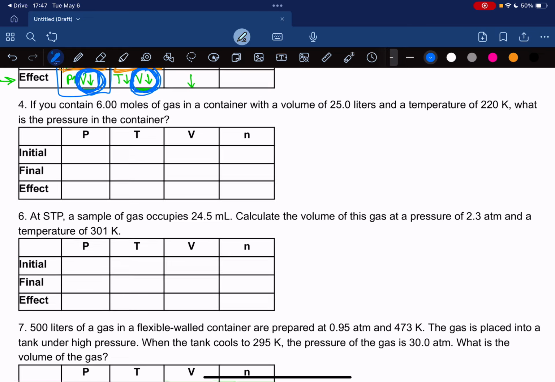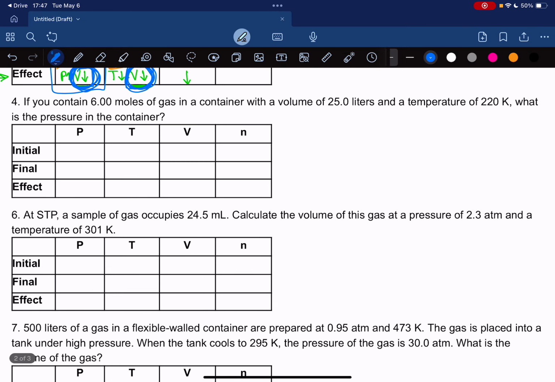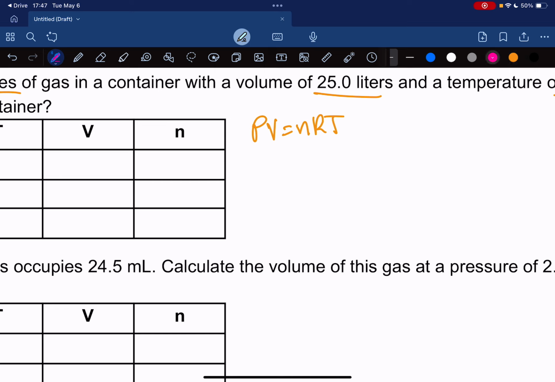Okay, let's talk faster. 6 moles of gas in a container with a volume of 25 liters and a temperature of 220. What is the pressure in the container? This is another example where I'm given 3 of my variables and I'm asked to solve the 4th one, P. So this is an ideal gas law problem. I'll start with my ideal gas law as it's normally written, PV equals nRT. This time I'm solving for P, so I'm going to rearrange this to get P by itself. I can do that by dividing both sides by V. That'll leave me with P is equal to nRT over V.